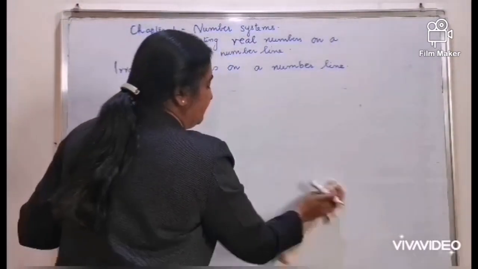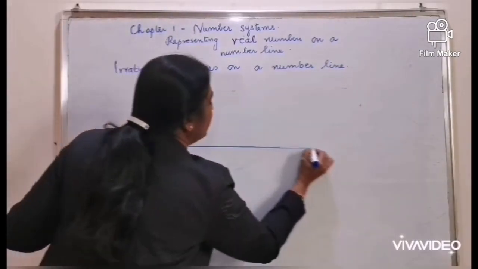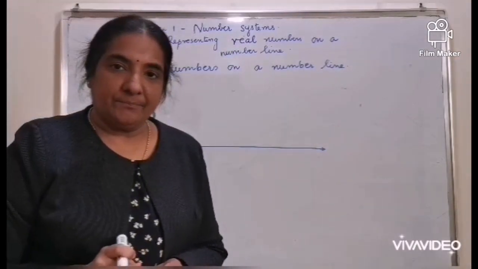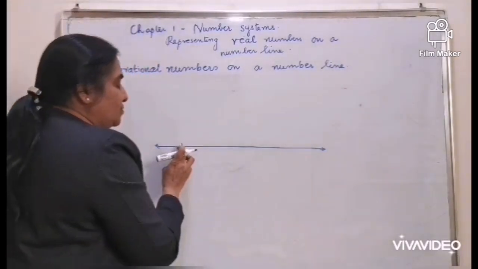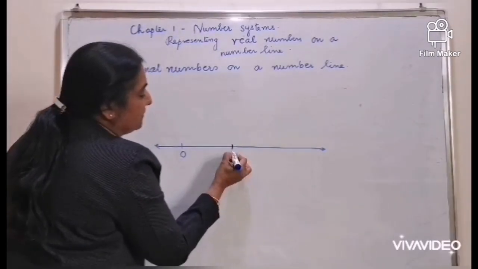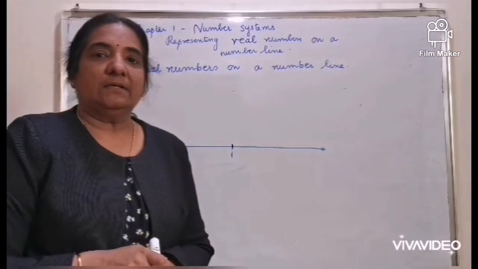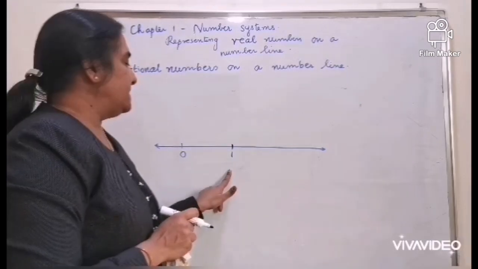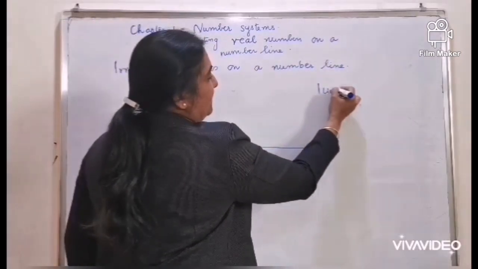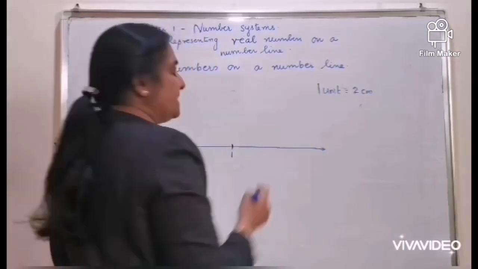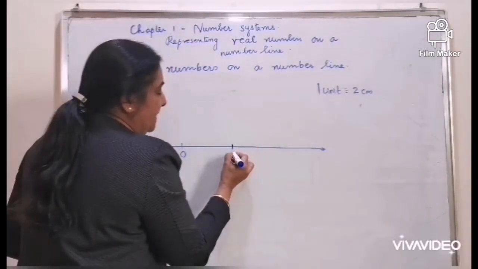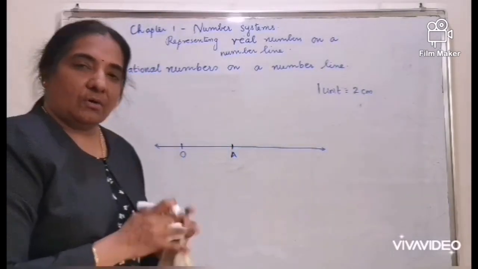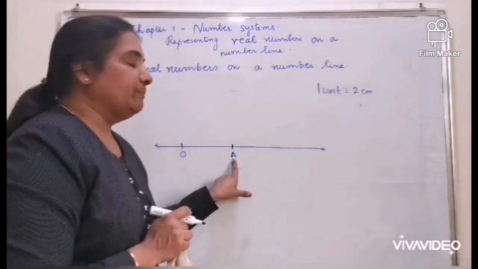Draw a number line and locate the point 0 on the number line. Take a 2 centimeter length and plot that number 1. Here, 1 unit is equal to 2 centimeter. You have considered 1 unit as 2 centimeter and you are naming the point as A. You are plotting the point 0, call it O. You are plotting A.